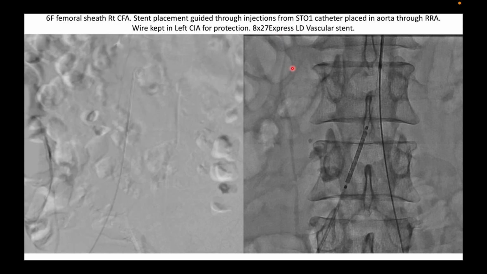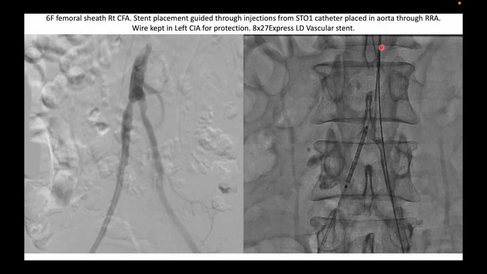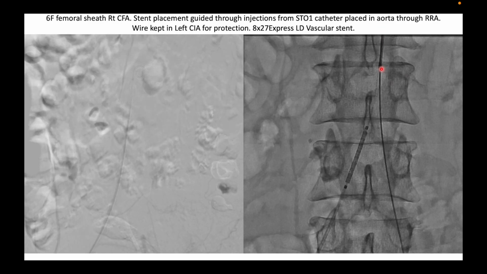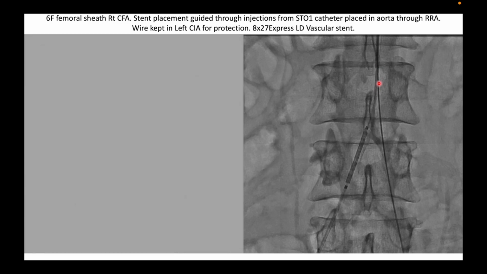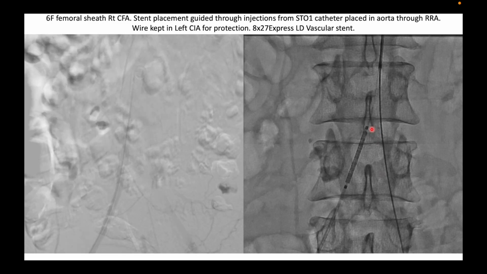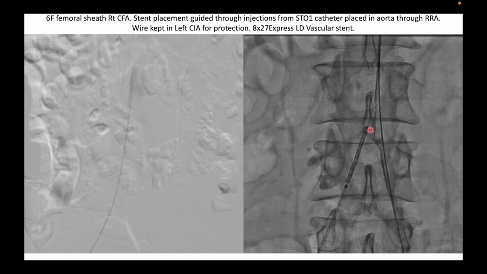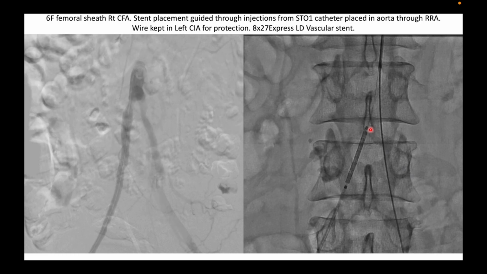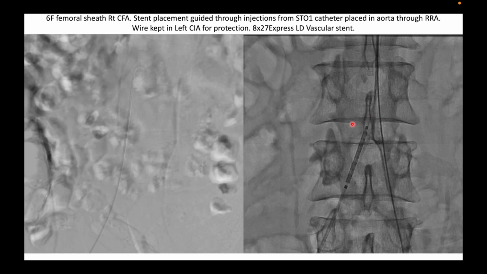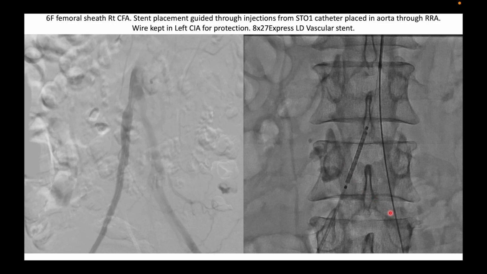In this case, we've come up from the brachial approach. This is an STO 5 French diagnostic catheter, 120 centimeter long. With that, we are taking the aortic injections so that the proximal marker of the stent can be properly deployed without missing the ostium. So this STO has come through the right radial approach. So the wire is kept in the left common iliac artery for protection.